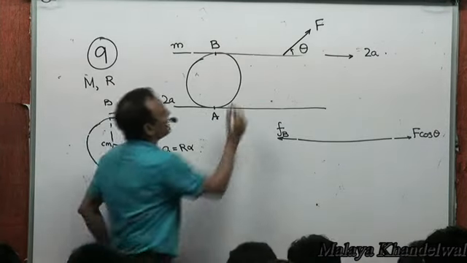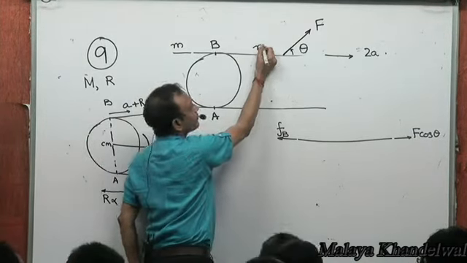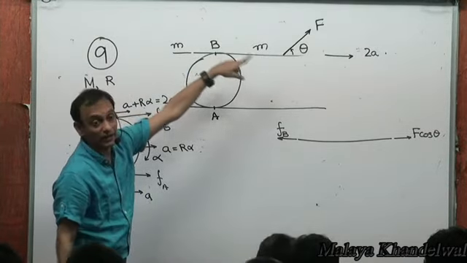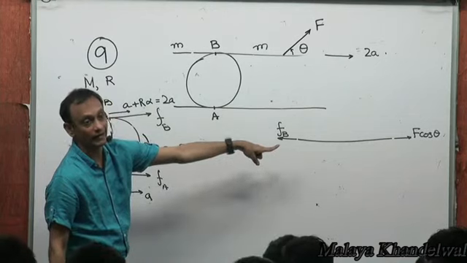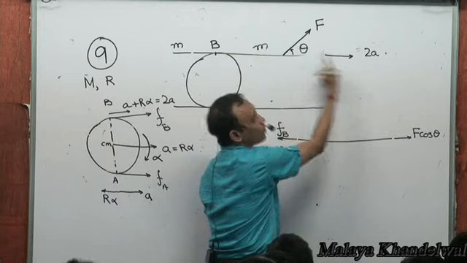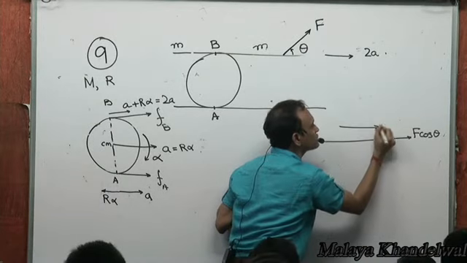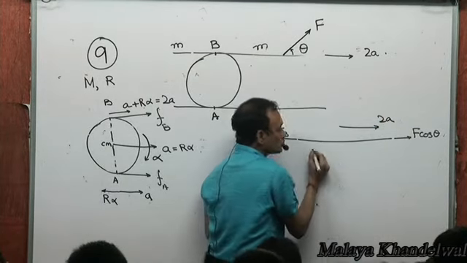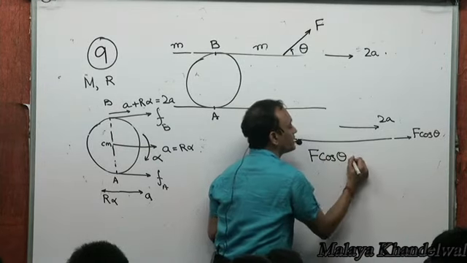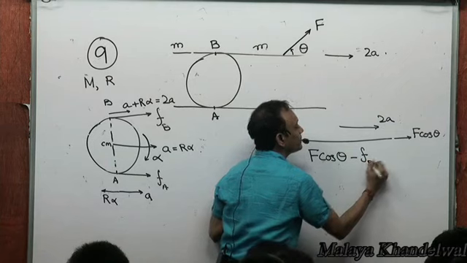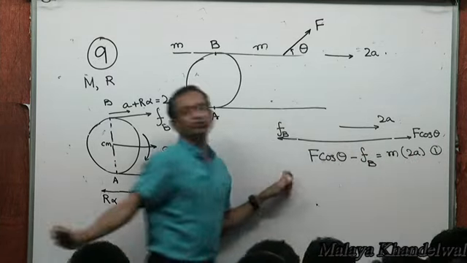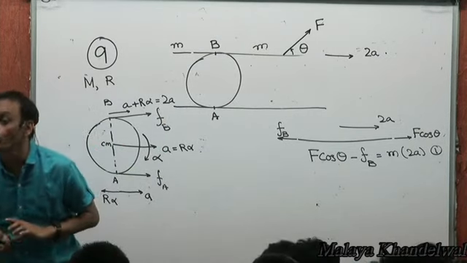The mass of the Planck is given to be how much? Small m, okay. And the acceleration of the Planck is 2a. So what's the equation of motion of the Planck? F cos theta minus FB must be small m into 2a. The acceleration of the Planck is 2a, right? So we have the Planck side of the story, F cos theta minus FB must be small m into 2a. We are done with the Planck. Now we don't have to bother our heads on the Planck anymore.